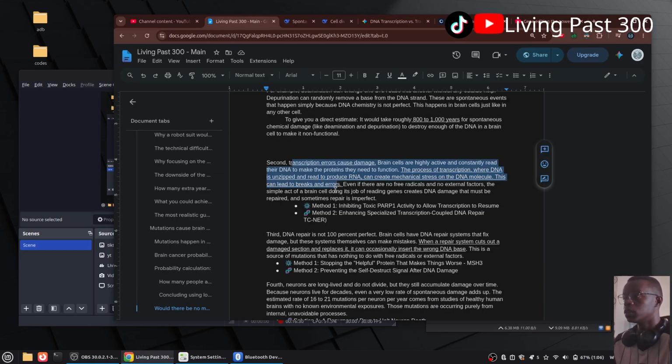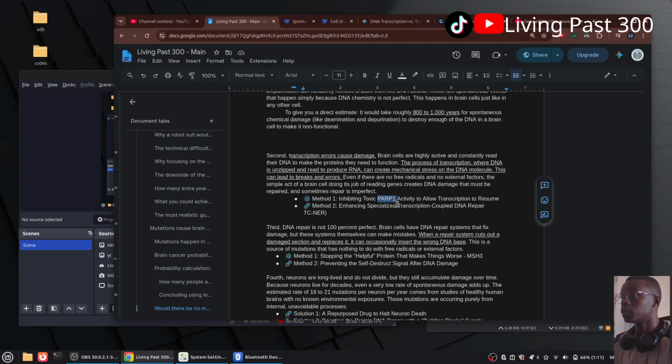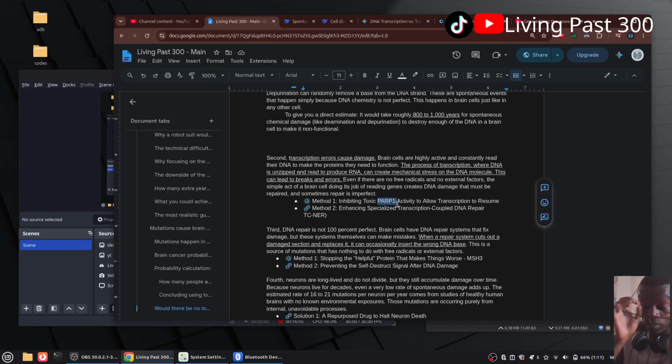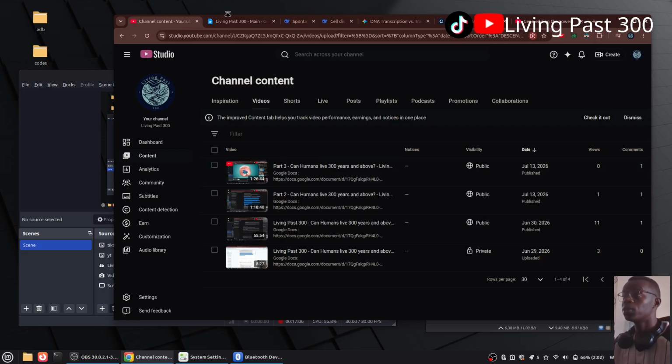So to avoid the errors in this stage of transcription, we will have to open up the DNA. We have to embed toxic PARP1. This is basically it helps to repair a section of damaged DNA, but sometimes it's like an alarm system. It stays on and damages the whole process. We saw this in the previous video. I think we saw this in part 3.